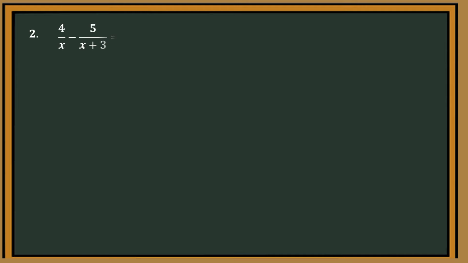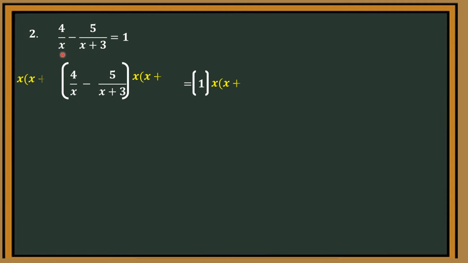Number 2, 4 over x minus 5 over x plus 3 is equal to 1. So, kailangan nating kuhanin ang LCD nito para mawala yung denominator. So, ang LCD niya is x and x plus 3. Then, multiply natin both sides by the LCD. So, x times x plus 3. Then, sa kabilang side, ganun din.